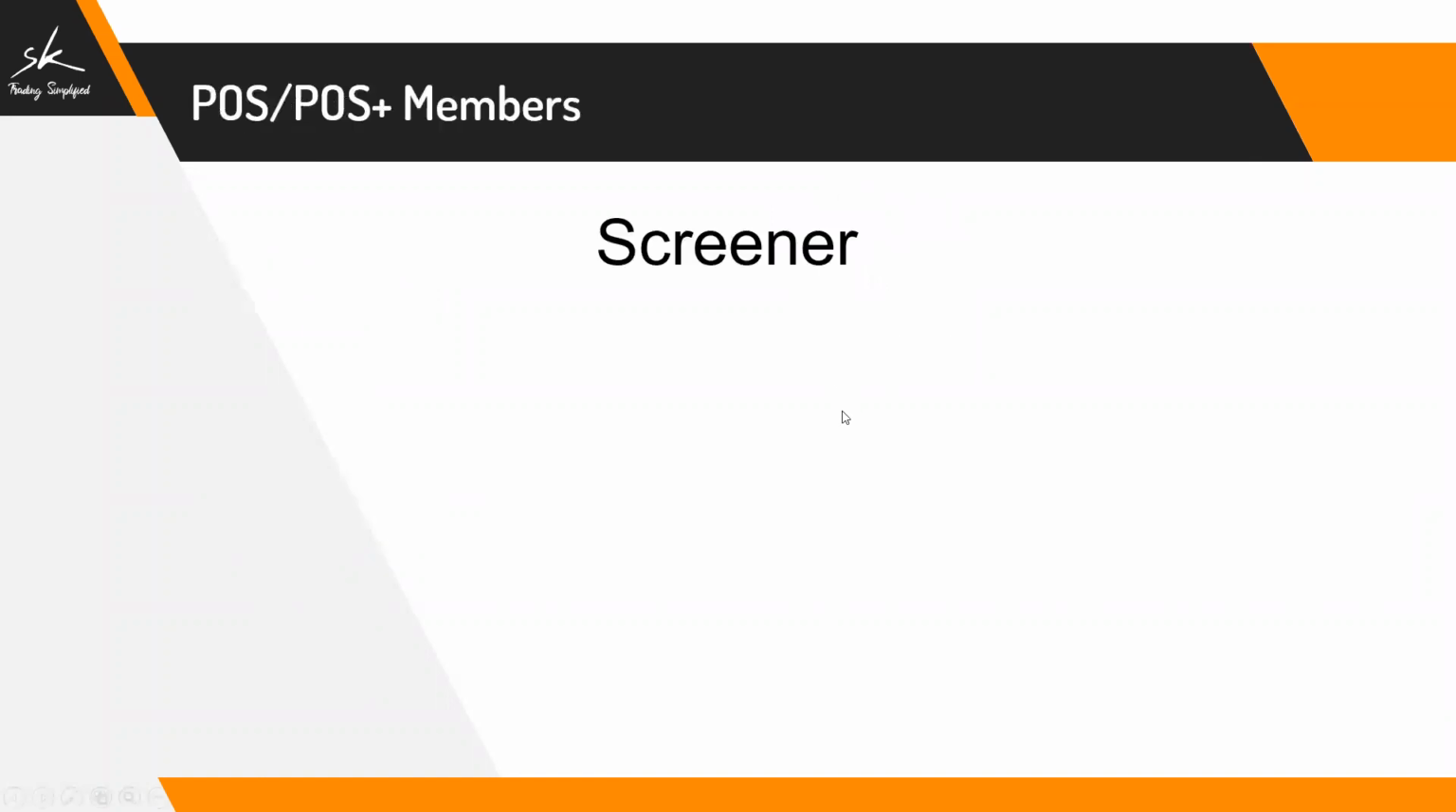Now, when we talk about this new screener, it will be available if you have an active alert subscription. You don't have to subscribe for it separately as of now. As of now, it is complimentary for both POS and POS Plus members, as long as they have an active alert subscription. We'll talk about it, but let's first understand what the screener is.